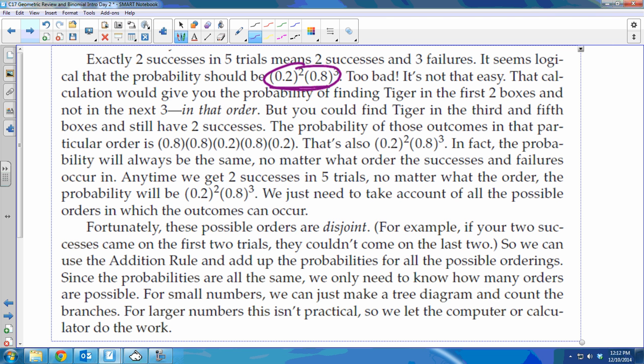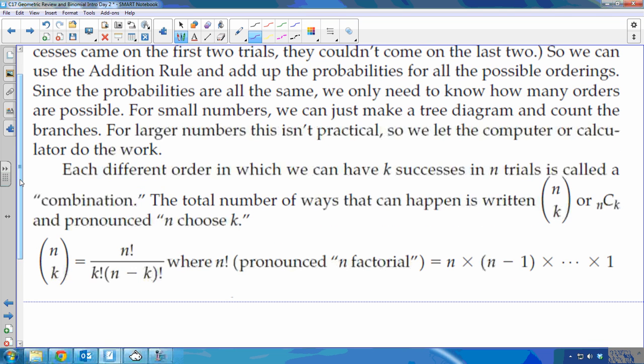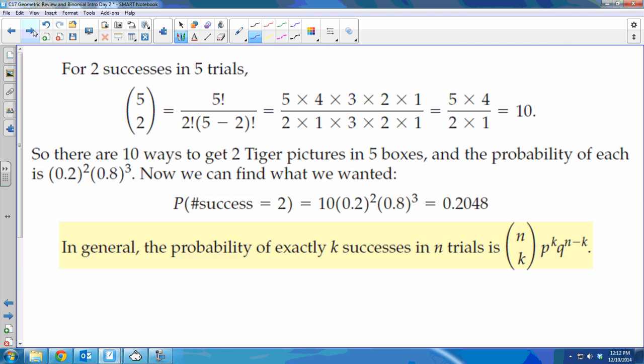All of those are going to be disjoint events, so that's why you're just going to multiply. But you end up with this combination formula. You solved this in algebra 2. It's N choose K. N is the number of trials, and K is the number of successes. Your calculator will do it for you, so you don't have to do all that. Okay? So for the Tiger Woods example, there's 5 trials, 5 boxes. You want 2 Tiger Woods cards. So there's 10 different combinations, and so you do 10 times that probability we talked about.